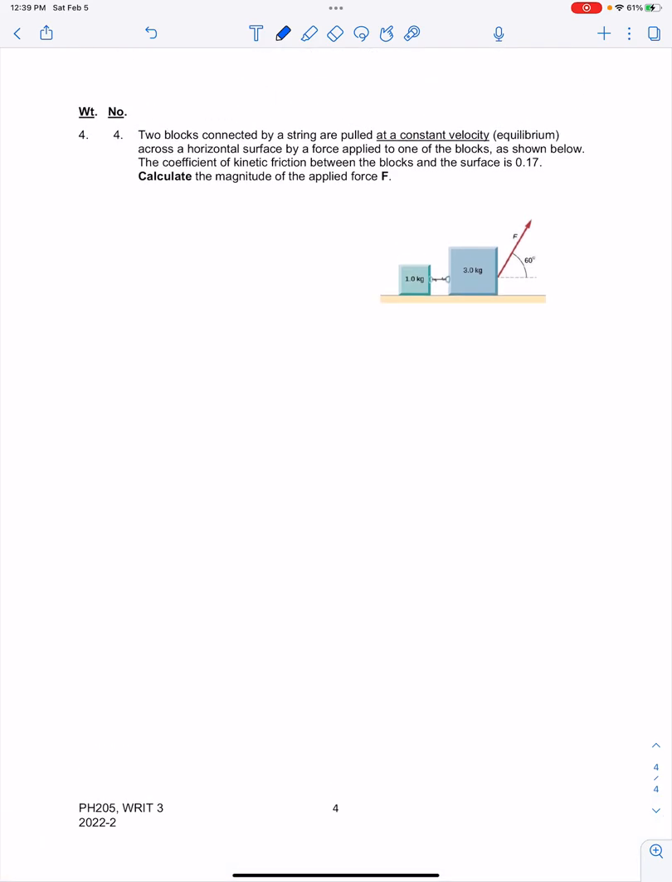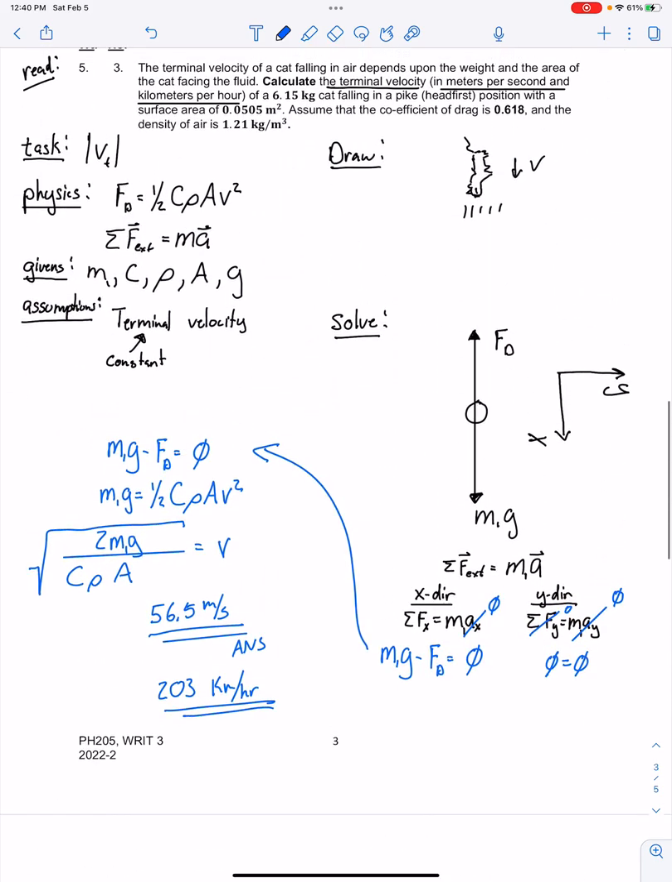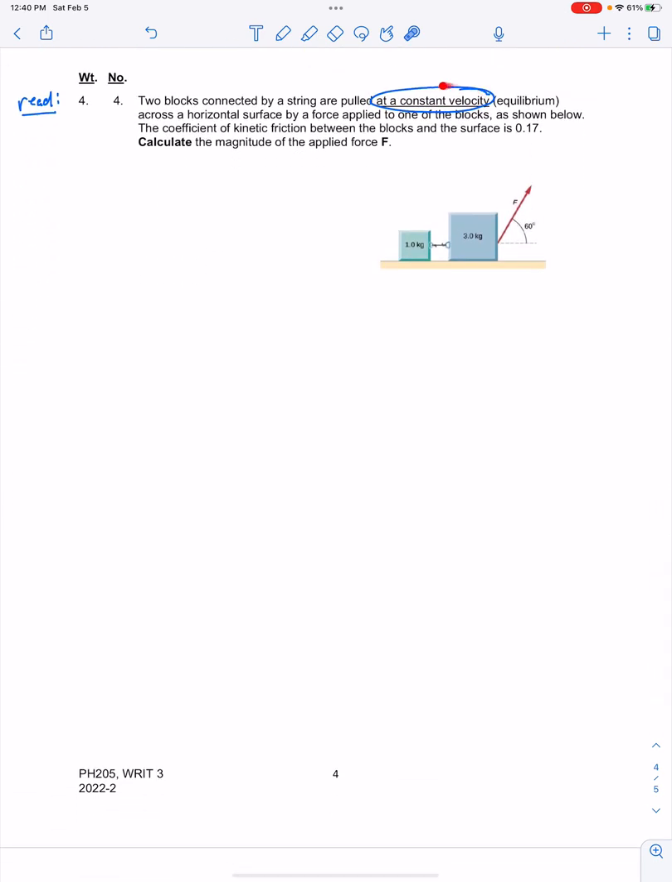I'll work it again. It's a good opportunity to do some more free body diagrams and practice some Newton's second law problems. So read step. Two blocks connected by a string are pulled at a constant velocity. Ooh, constant velocity, that's important. Equilibrium, again, that simply means constant velocity. We're going to have the same type of thing going on as we do in this drag problem, in that it's not a terminal velocity, but we're going to have a constant velocity. So our accelerations, in both directions for all objects, are going to be 0, right? Because it's a constant velocity, there is no acceleration.